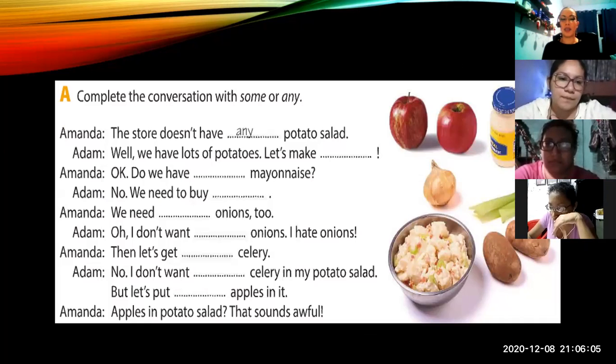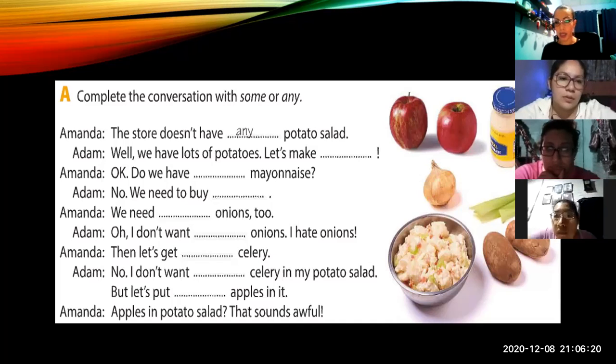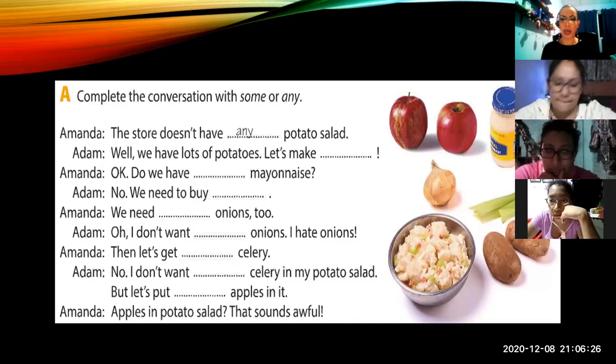Vemos la conversación y dice, the store doesn't have. Estoy viendo que es negativo. Y es una oración. Entonces, voy a usar any. The store doesn't have any potatoes. Porque dijimos que para oración negativa, any. Oración afirmativa, some. Y en pregunta, vamos a usar any, aunque podamos usar some too.